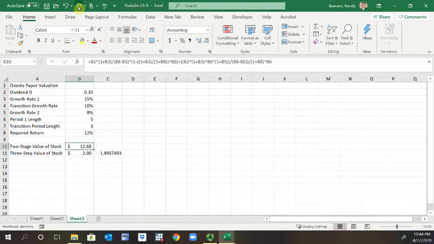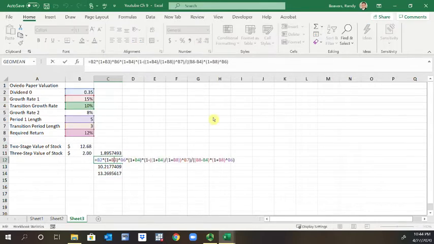So the second step will then be, let's make sure I get the right version of this. So here we go. There it is. So this one is equal to the second step, D0 multiplied by 1 plus the first growth rate raised to the n, which represents the fifth power, multiplied by 1 plus the transition growth rate, multiplied by 1 less the parentheses 1 plus the transition growth rate over 1 plus the required return. That fraction is then raised to the transition period power, or B7.